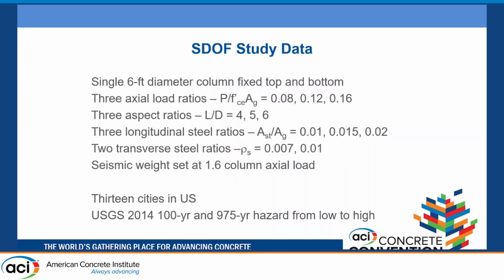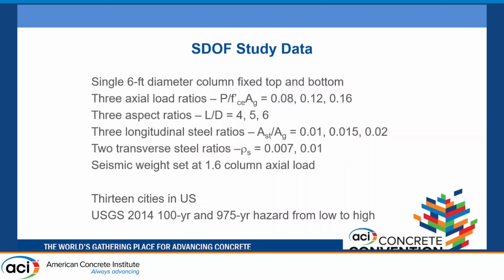We could have chosen fixed at one end, but this was just for relative comparisons. We looked at 3 typical axial load ratios of the axial load over f'c Ag of 8% of the concrete strength, 12%, 16%, 3 aspect ratios of this column that typically keep it in the flexurally controlled range, 3 longitudinal steel ratios that are typical, say 1% up to 2%, 2 transverse steel ratios that are more down around the minimums. You can go higher if you need to, of 0.7% and 1%. And then the seismic weight was set at a little more than the column axial load to recognize you may have more, say if you've got sliding bearings at the end, you've got more tributary seismic inertial mass than you have gravity load on the column.